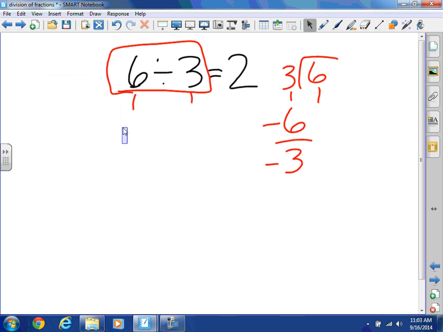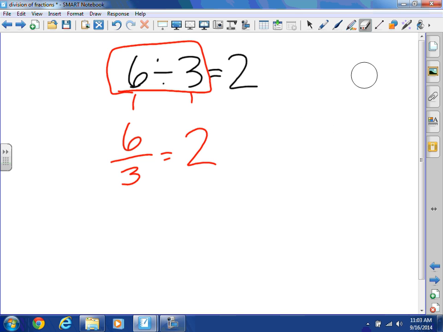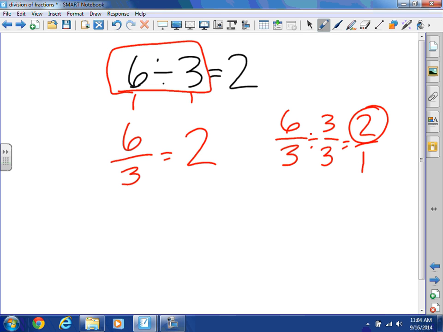So we're going to take this problem and rewrite it in the fraction form. Do you see what I've done? This is still the same problem. This still means 6 divided by 3 equals 2. I just wrote it in a different format. That's all. Now, let's take 6/3 for a second, and let's reduce it and divide it by 3 over 3. That equals 2 over 1, which my answer is 2, correct?